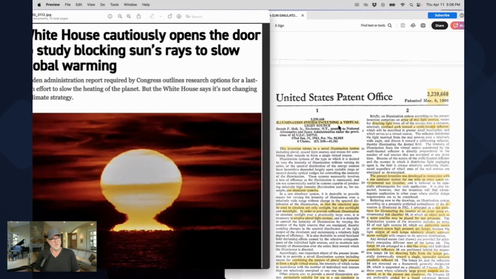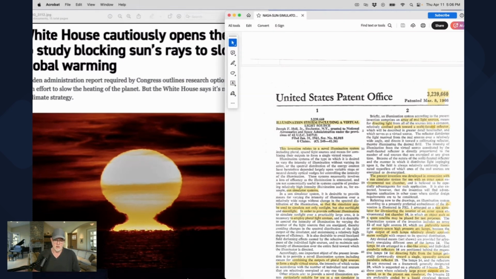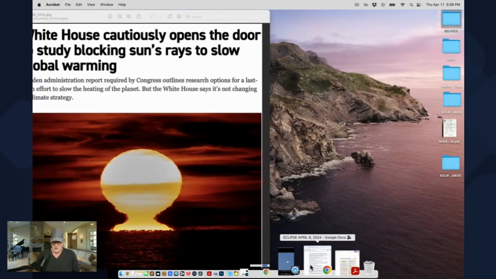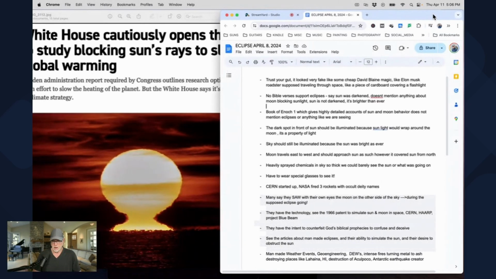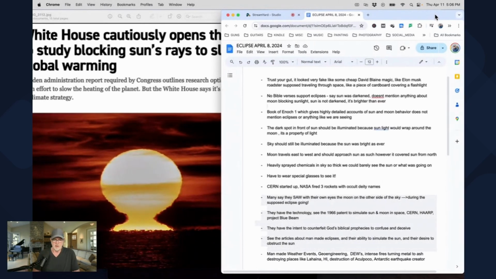And so to me, it's obvious, and that was back in 66, it's been so long that we have the technology today to create these simulated suns and moons. I'm convinced we have the technology to do it. We have the evidence that they've been working on it since 1966, and we have the recent articles where they claim they're creating simulated suns and man-made eclipses.